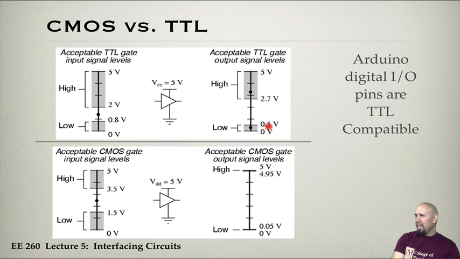So this is like 1/10 of that range. CMOS is very good at switching, and so it's very good at being able to clean up signals. It's going to give you either 5 volts or 0, very close to 5 volts or very close to 0.